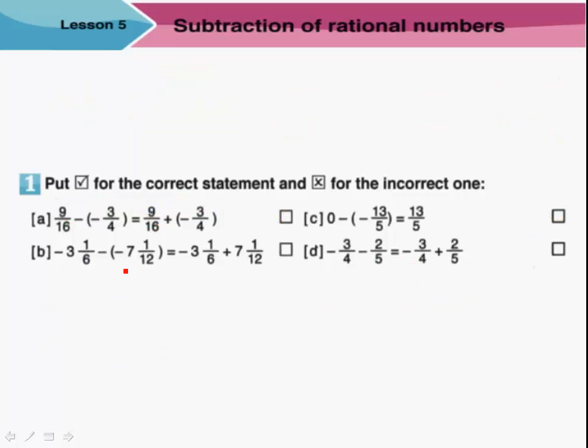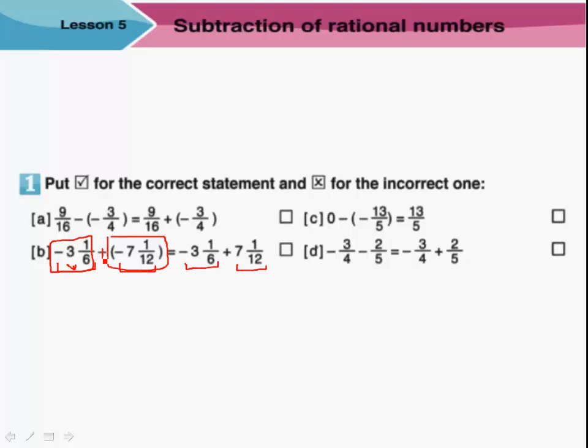B, compare between these two, this one the same as that one, and this the same as this one. You have a rational number minus another rational number. I told you always make addition for the rational number, which means this will be written as it is, and the subtraction, which means minus, will become plus.